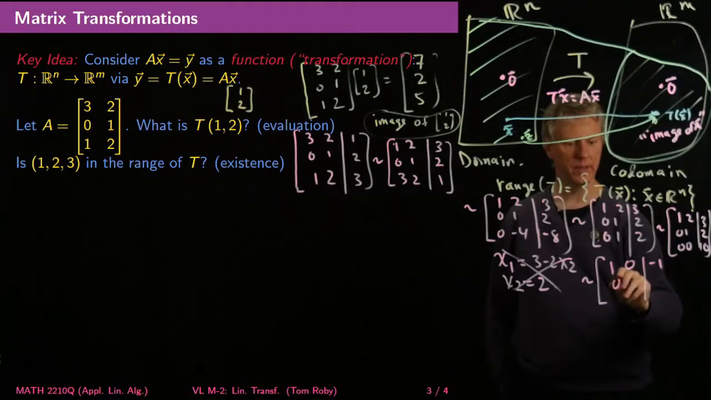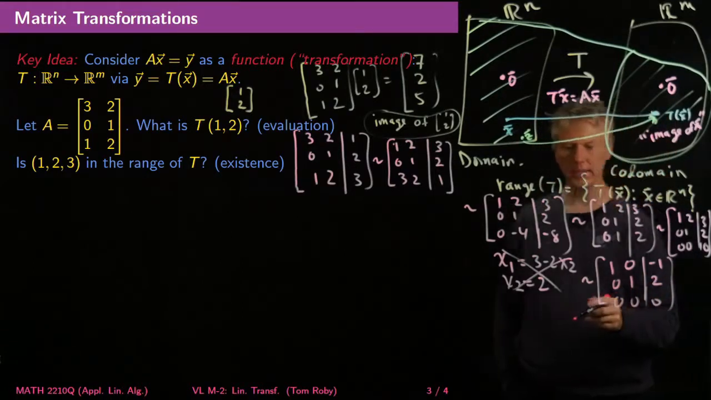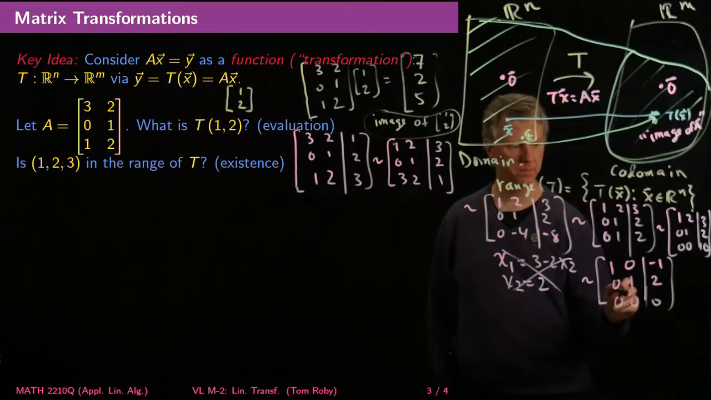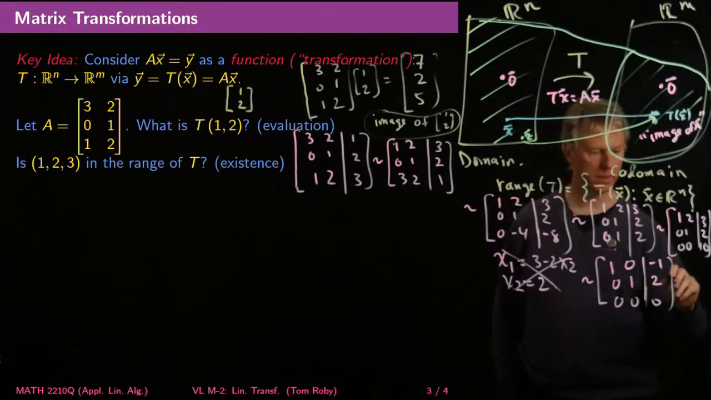And now I have 0, 1, 2, and 0, 0, 0, which is irrelevant. So what have I got? This implies that x1 is negative 1 and x2 is 2. Okay? So therefore, x1 equals negative 1, x2 equals 2.